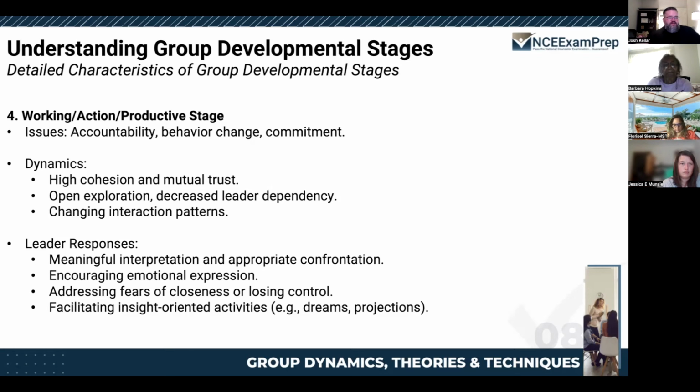Leader responses at this stage, meaningful interpretation and appropriate confrontation. Meaningful interpretation means we are offering a way of looking at what's being shared that's kind of connecting the dots for people. And of course, appropriate confrontation would be challenging, not like confronting in a conflict sense, but suggesting, hey, can I push back against what you just said? Or, maybe this is another way that you could think about that instead of that old way, right? That's kind of what we're talking about with confrontation.